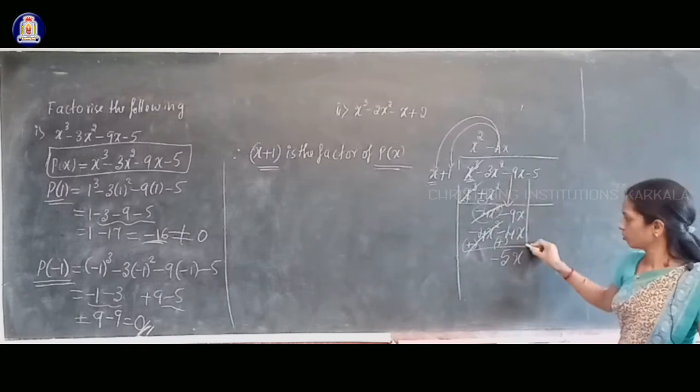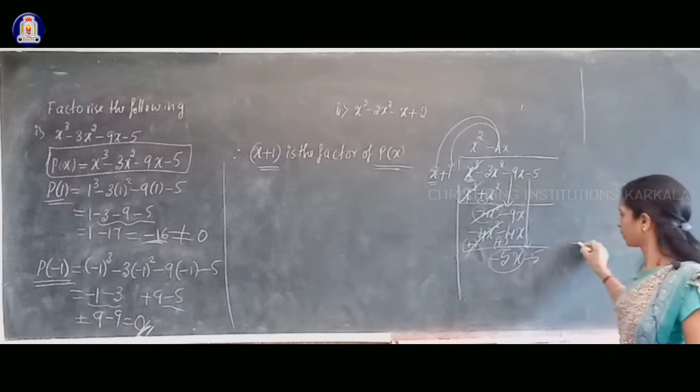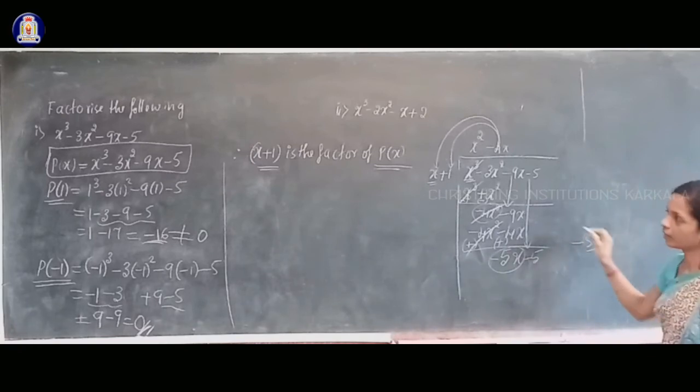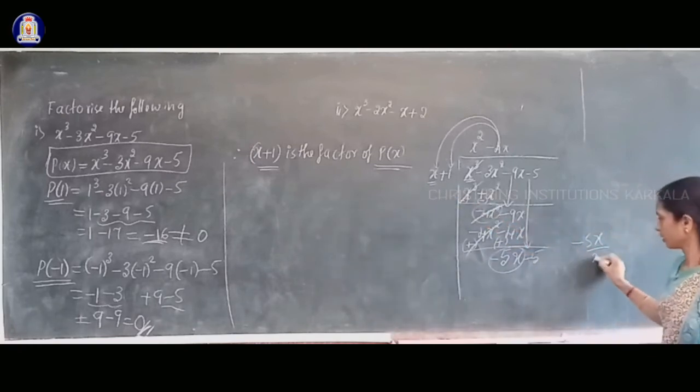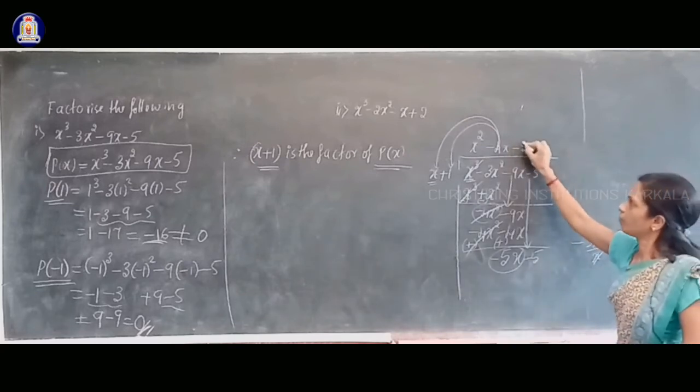Okay, next term you have to bring down, that is minus 5. Now what is first term inside? Minus 5x, that you have to divide by outside first, okay, x cancels, what we left with the minus 5. This you have to write in quotient place, okay, minus 5.